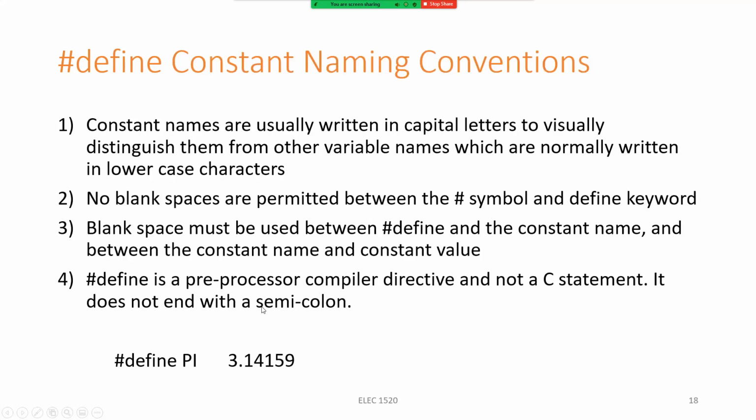Pound define directive. Again, constant naming conventions, right? We usually write them in capital letters to distinguish them from other variable names. When you write a pound define, you cannot have a space between the pound and the D in define. After the define, you can have spaces, and you have to have a space when you go ahead and give this a name. Oh, and these are often called macros as well. So if you're talking about a macro that's a constant, it's usually created with a pound define.